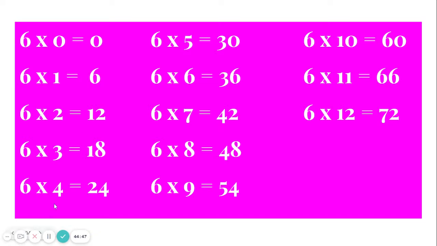6 times 4, we're going to double the 6. 6 and 6 is 12, and 12 and 12 is 24. Think of it as a 4 trick. 6 times 5, flip it around. Look at your clock. How many minutes when it's on the 6? 30. 6 times 6, we're going to think about the twin sixes.